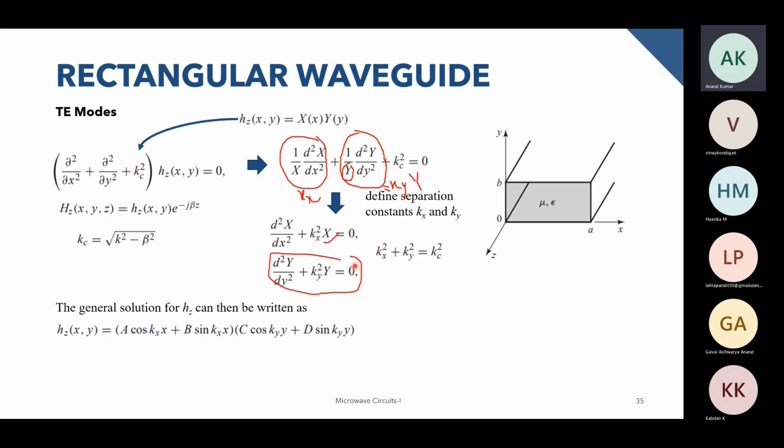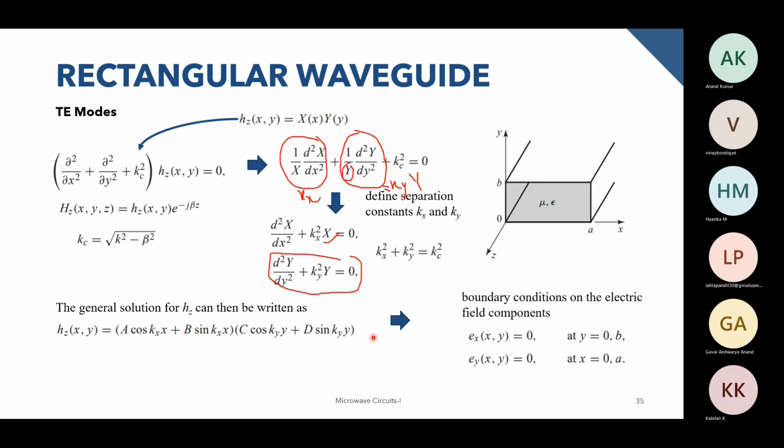So this is what we do. Now once we have got this PDE for capital X in terms of x, and similarly for y, the solution is very simple. It is given by A cos kx x plus B sin kx x. And Hz was a product of capital X and capital Y. So we multiply the solutions and use the boundary conditions to evaluate the unknowns A, B, C and D, and we also have the unknowns kx and ky.